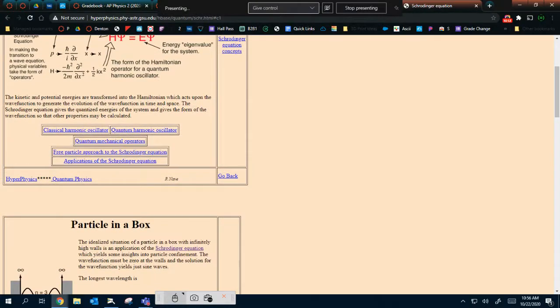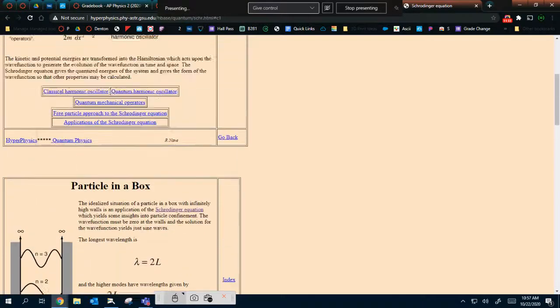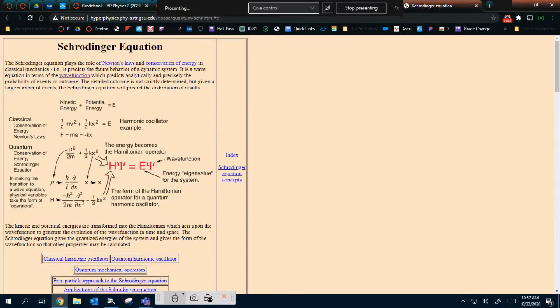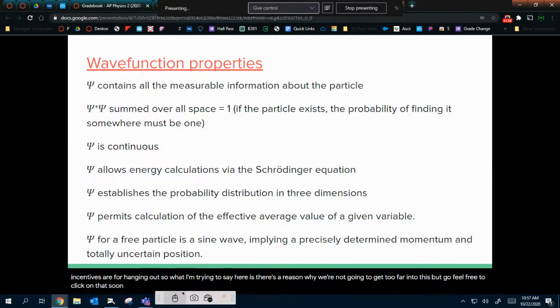If you've taken some calculus, you might notice, well, maybe not, this kind of looks like a derivative, except this is a partial derivative. It's not something you typically learn until after calculus 1, 2, and 3, when you do differential equations and partial differential equations, and that's where these things are hanging out. So there's a reason we're not going to get too far into this, but feel free to click on that and see what happens.